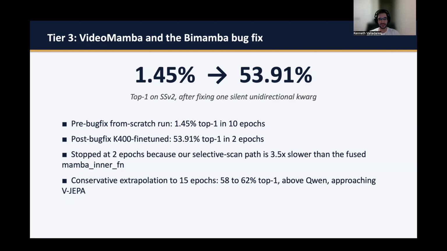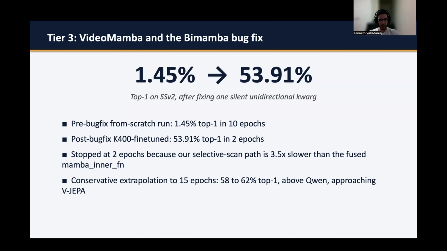It does not accurately represent the Video Mamba itself. So to get a better baseline, we used the K400 pre-trained model from OpenGL Lab directly, and this had much, much better results. As you can see, it got a 53.91% score in just 2 epochs. And these epochs were a lot slower than the initial run, and that is because of the setup.